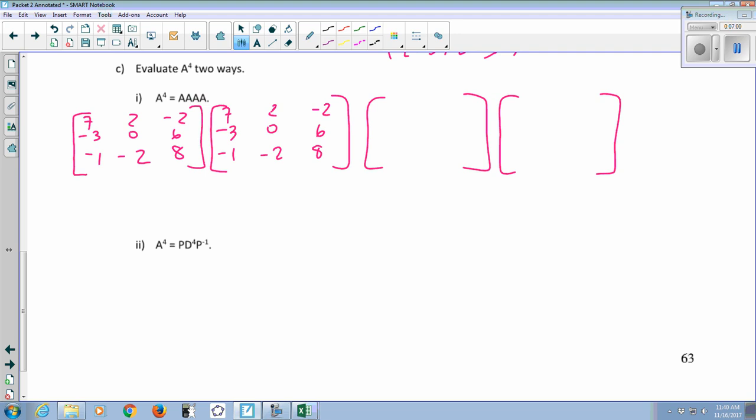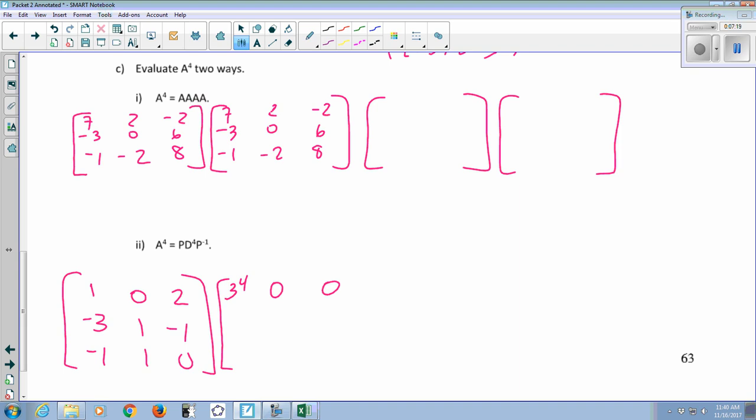So A to the fourth is P, which is 1, -3, -1, 0, 1, 1, 2, -1, 0, times D to the fourth. You can just take each entry of D and raise it to the fourth. So this is 3 to the fourth, 0, 0, 0, 6 to the fourth, 0, and 0, 0, 6 to the fourth, times P inverse.